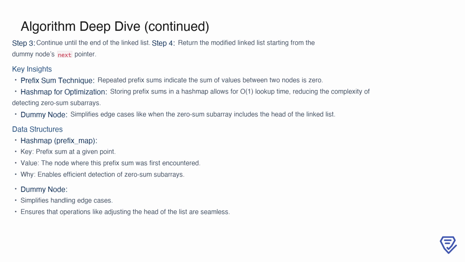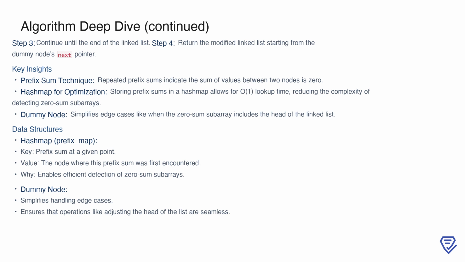This approach relies on the key insight that repeated prefix sums indicate the presence of a zero-sum subarray. By leveraging a hash map, we can efficiently store and retrieve prefix sums in constant time, enabling us to detect and remove zero-sum subarrays without repeatedly scanning the list. Using a dummy node is another important aspect of this approach, as it simplifies edge case handling, such as when the head of the list is part of a zero-sum subarray.